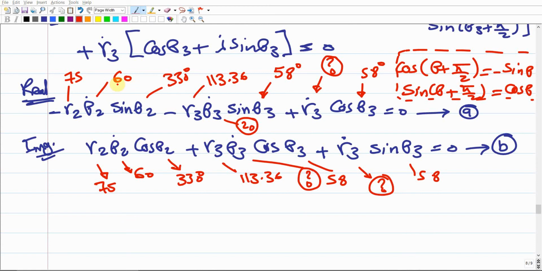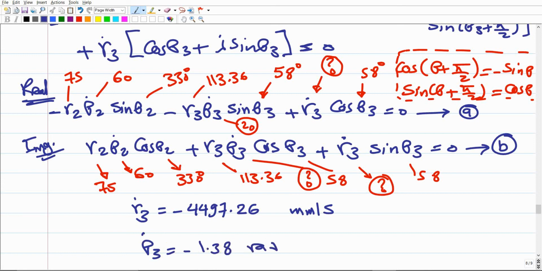Make sense? So solving these two equations for the two unknowns, theta 3 dot and R3 dot, we find that R3 dot equals negative 4,497.26. It should be the unit millimeter per second, while the theta 3 dot we got it by the negative 1.38 radian per second. Make sense? What does it mean that this sign is negative? This indicates that it should be in the clockwise direction.